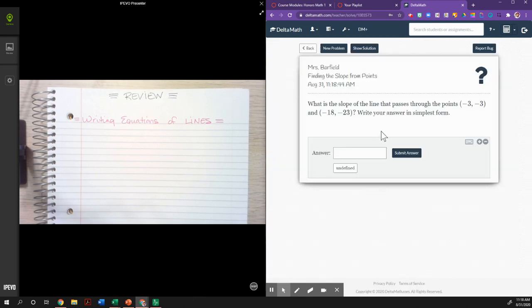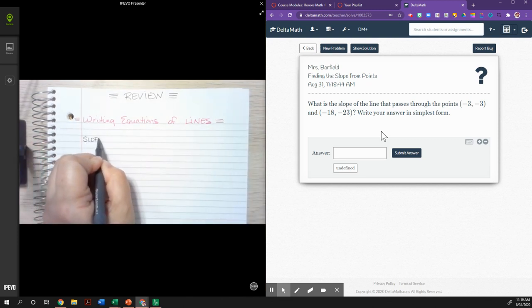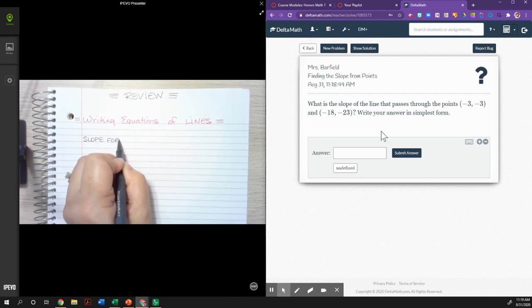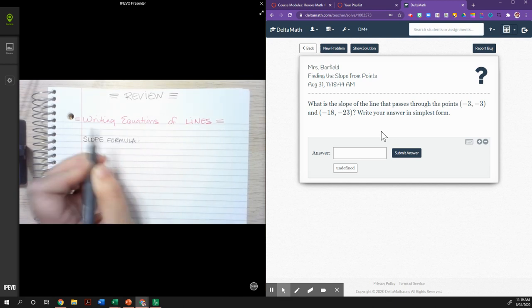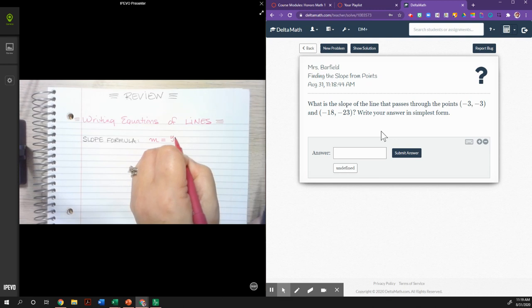Now, this should be a review. It says, what is the slope of a line that passes through the points (-3, -3) and (-18, -23)? If you don't remember your slope formula, we use m equals y2 minus y1 over x2 minus x1, okay?